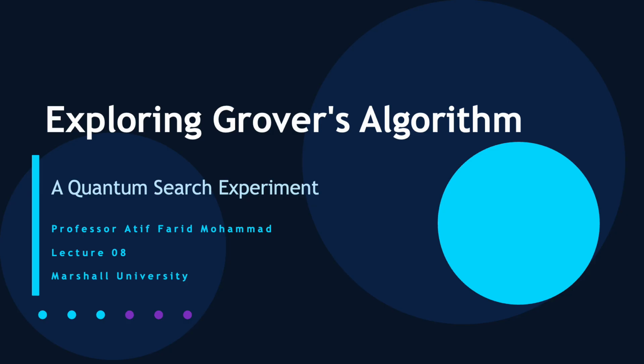Today we are going to explore one of the coolest ideas in modern computer science, a quantum algorithm called Grover's algorithm. Don't let the name scare you. By the end of this class, you will actually understand how it works and why scientists are so excited about it.